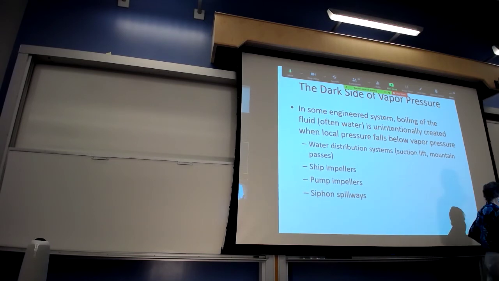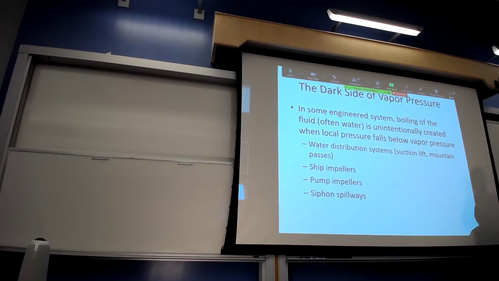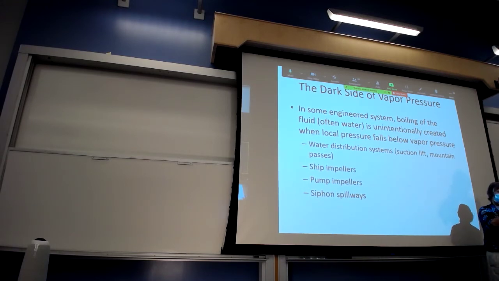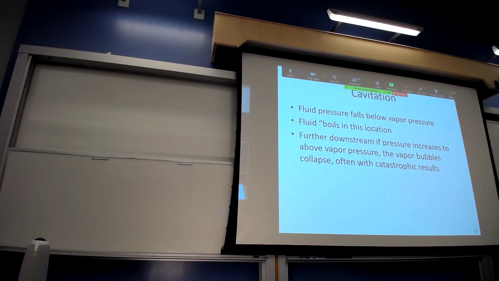So what are we talking about? Basically, in these settings, even though the ambient pressure is well above boiling, we, by our design, have created a very localized area where the pressure is below the boiling point, below the vapor pressure. And so what happens is the fluid boils in that vicinity. So sometimes you'll hear of a process called cavitation.